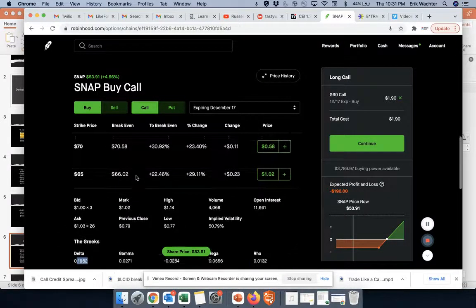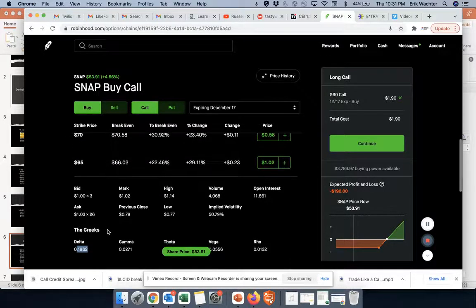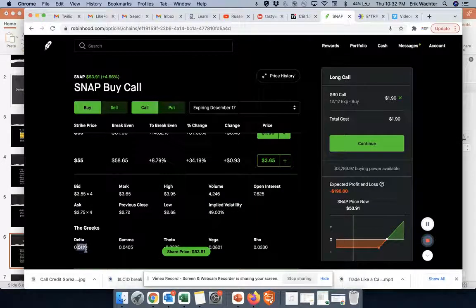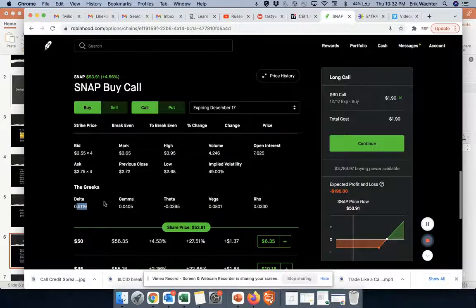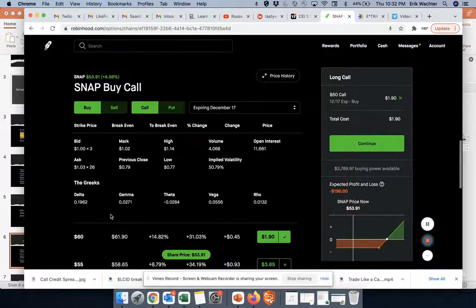You'll see as we get farther away from the strike, the current price being $54. If we look at the $55 delta, it's about 51. You're going to notice that at-the-money deltas will be around 50, and out-of-the-money deltas will be less and less than 50. If we look at the 65, it's about 20.